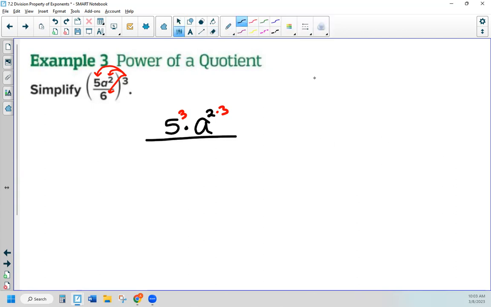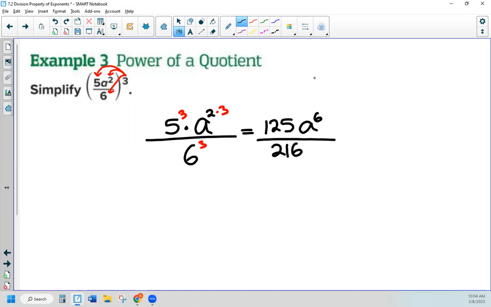All right, we're going to continue and finish this off with 6 to the 3rd power. What's next? Simplify as much as we can by doing everything we know how to do. Do we know what 5 to the 3rd power is? 5 times 5 is 25, times 5 more will give me 125. The 6 to the 3rd power is 6 times 6 is 36, times 6 more. I have here 216. And then the A, 2 times 3 is 6. Ta-da!